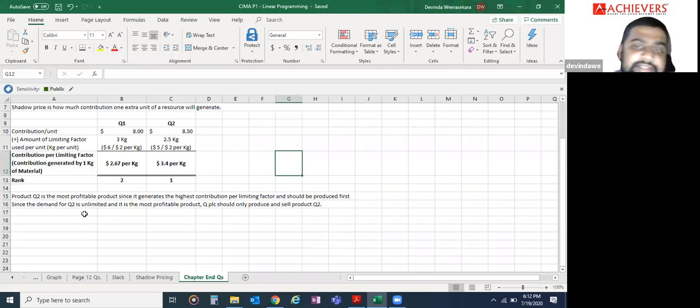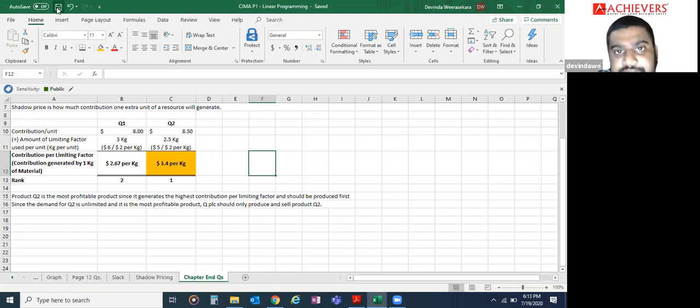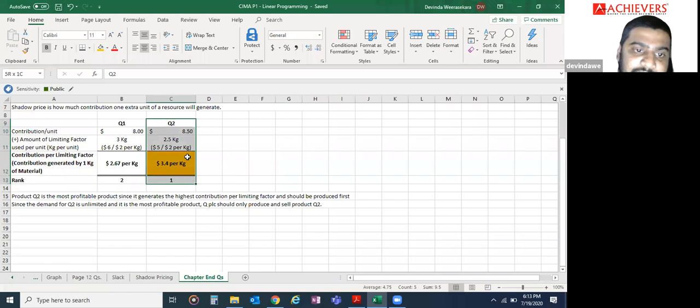So in that case, guys, if we produce and sell only Q2, 1 kilo of material generates a contribution of how much? $3.4, isn't it? So what is the definition of shadow pricing, guys? Shadow pricing means how much contribution will one extra unit of a resource generate. Now in this case, the resource is material. So how much contribution does 1 kilo of material generate, guys? So if we are only making product Q2, 1 kilo of material generates a contribution of 3.4.